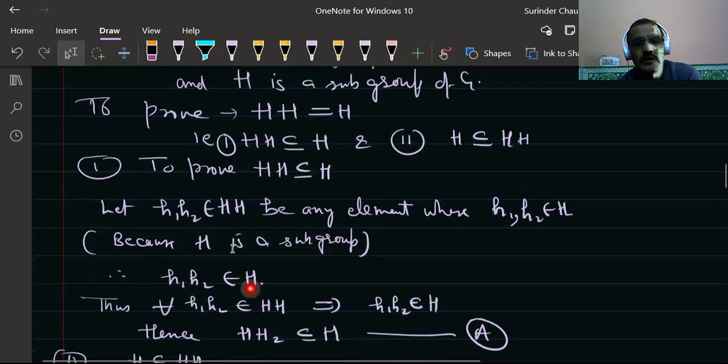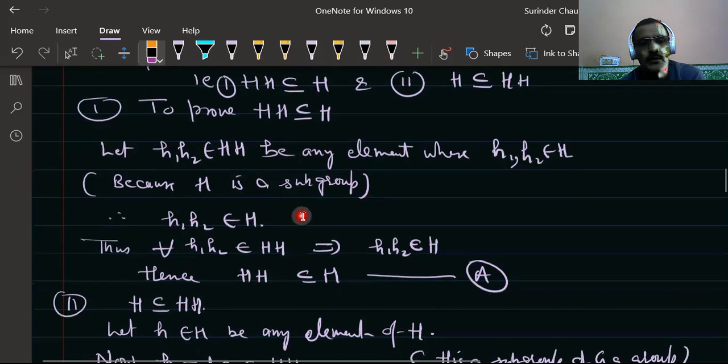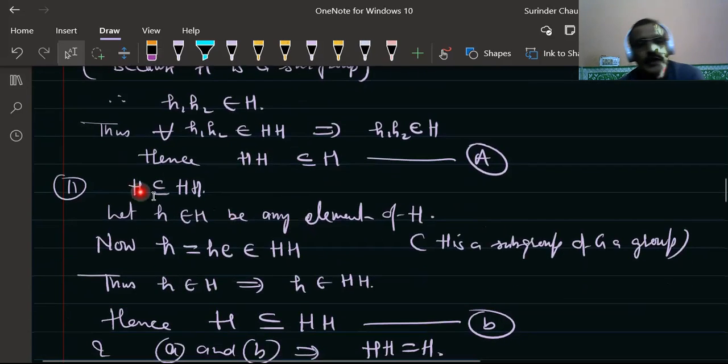We have shown that because it's a subgroup, h1 into h2 belongs to H. This implies H into H is a subset of H. Now second part: H is a subset of H into H.